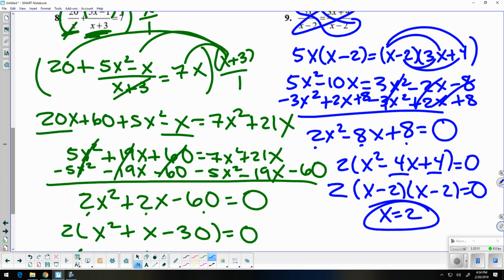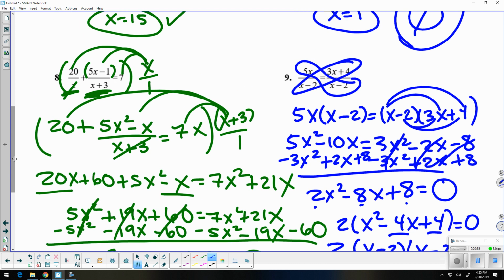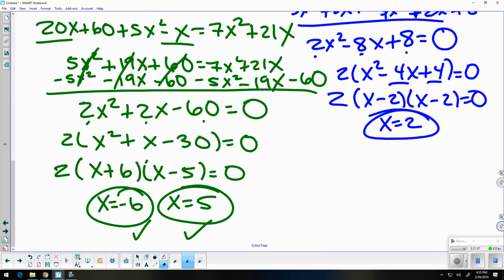Again, plug it back in though, make sure it works. But I can see right now this is not going to work. Look at those denominators. If you plug in 2 here, you'd have 2 minus 2 and 2 minus 2 in your denominator. And again, that would give you 0. That's bad. I can't have 0 in my denominator. So from here, although I got my answer, I got x equals 2, it doesn't work. There is no solution to this problem.